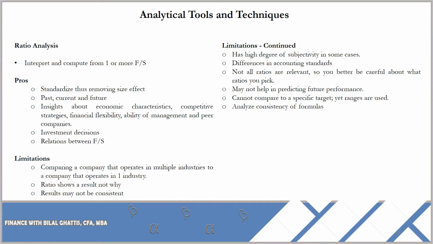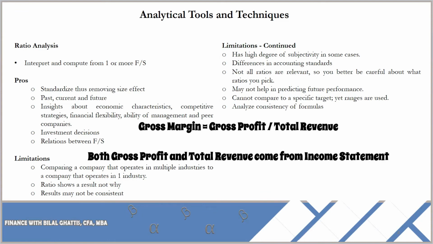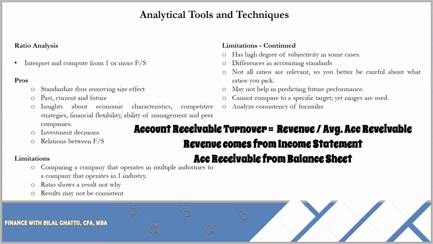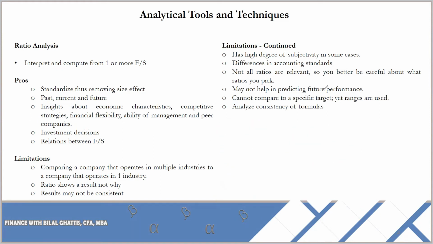So ratios can be derived from only one statement, or they can be a mix of statements. The good thing about the ratio is that, as I've said before, it removes the size effect. So if you're comparing a company with total assets of $100 million and another company with total assets of $250 million, you can do the comparison because the dollars are now not showing. What's showing are the results of the ratios.